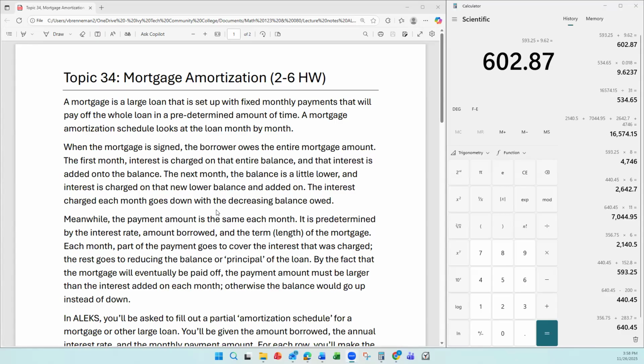You make your payment. Most of that payment goes to cover the interest. A little bit goes towards reducing your balance. As you pay off more and more of the loan, you're getting charged less and less interest each month. So more and more of that fixed monthly payment is going towards reducing the balance till you get to the end of the term of the loan and it's fully paid off.